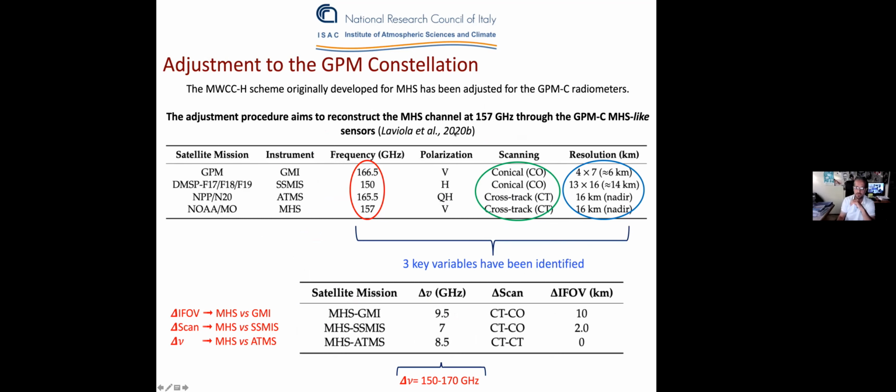This is listed here. We identify 3 key variables which are connected to the differences between the MHS and MHS-like instruments, using MHS as a reference instrument. We use the different sampling frequencies, which is the first key variable. The second is the scanning geometry, and the third is the spatial resolution.